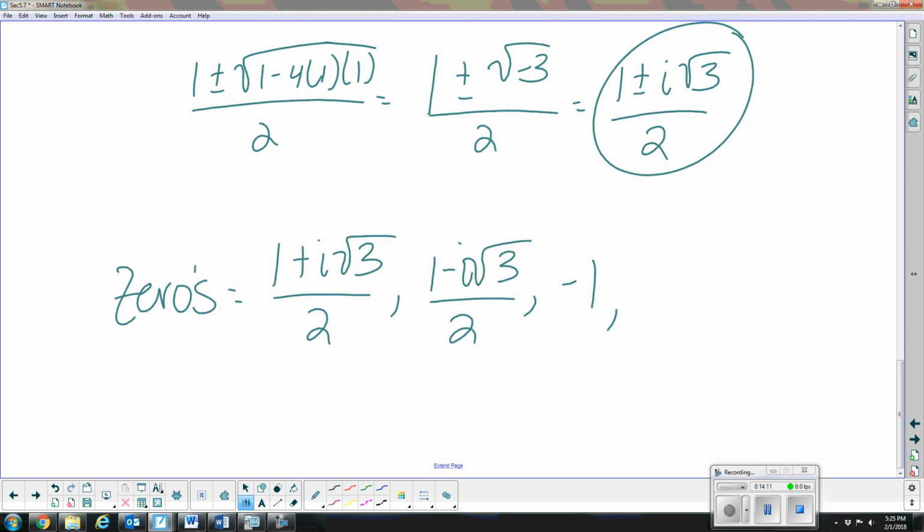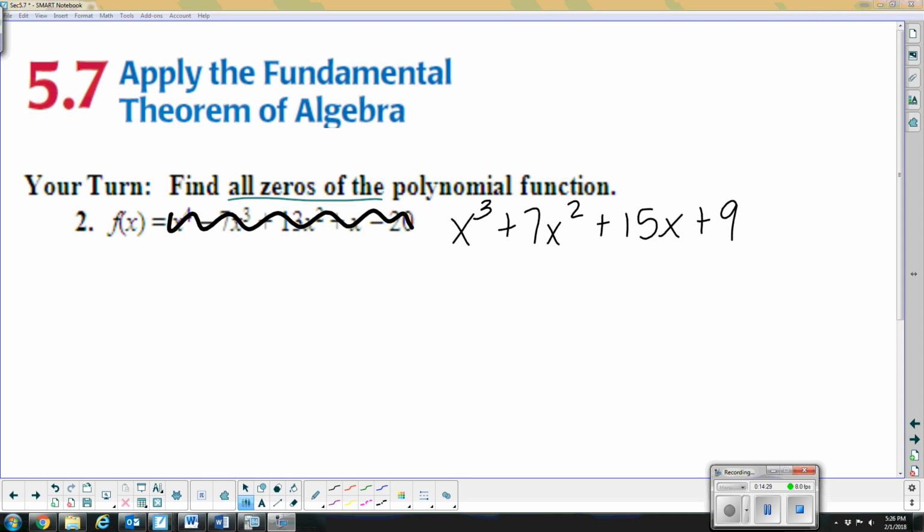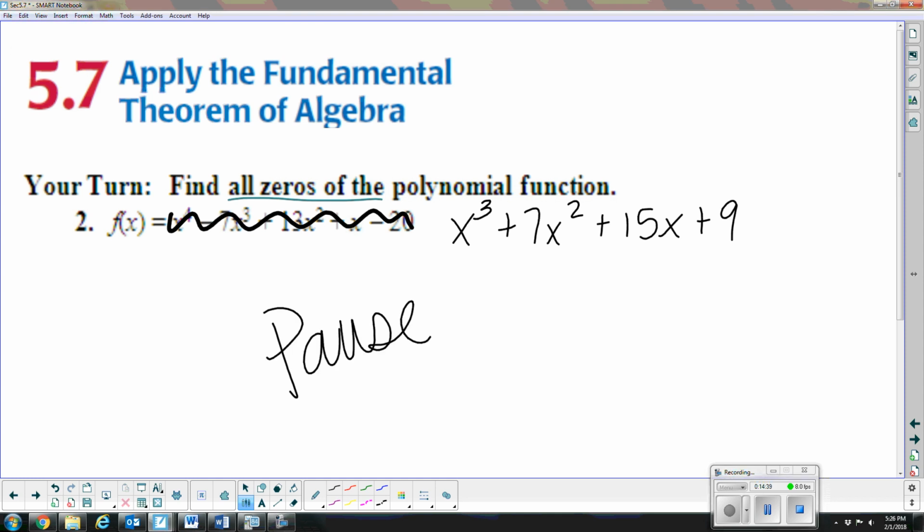-1, 2, and -2. Those are all of my zeros. So the next part of your note sheet is trying it on your own. So find all of the zeros. First identify how many zeros you're going to have, and then actually find what they are. And actually this is different than what's on your note sheet, so we're going to do the one that you have on your note sheet so you can follow along. So please pause while you work, and you can unpause for the solution.